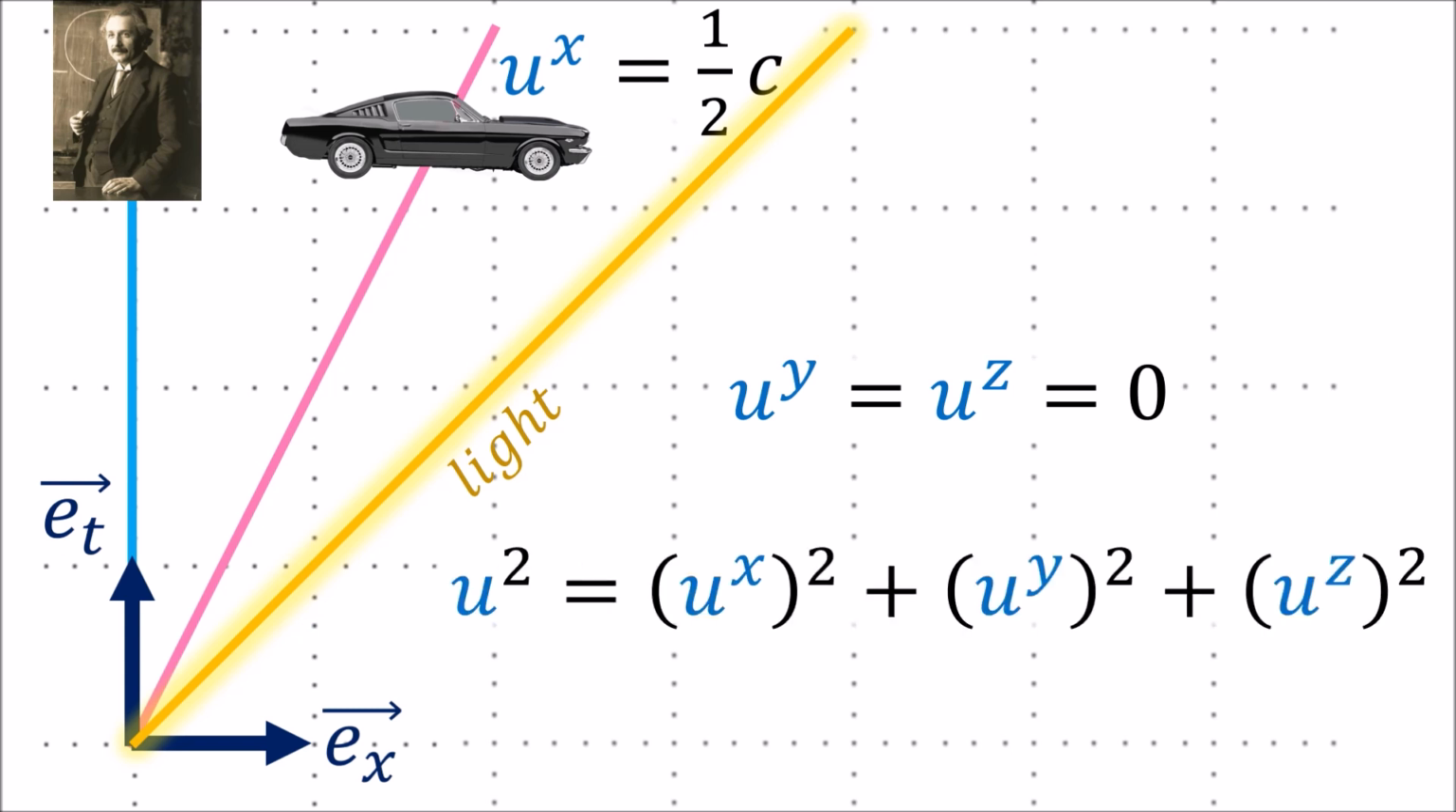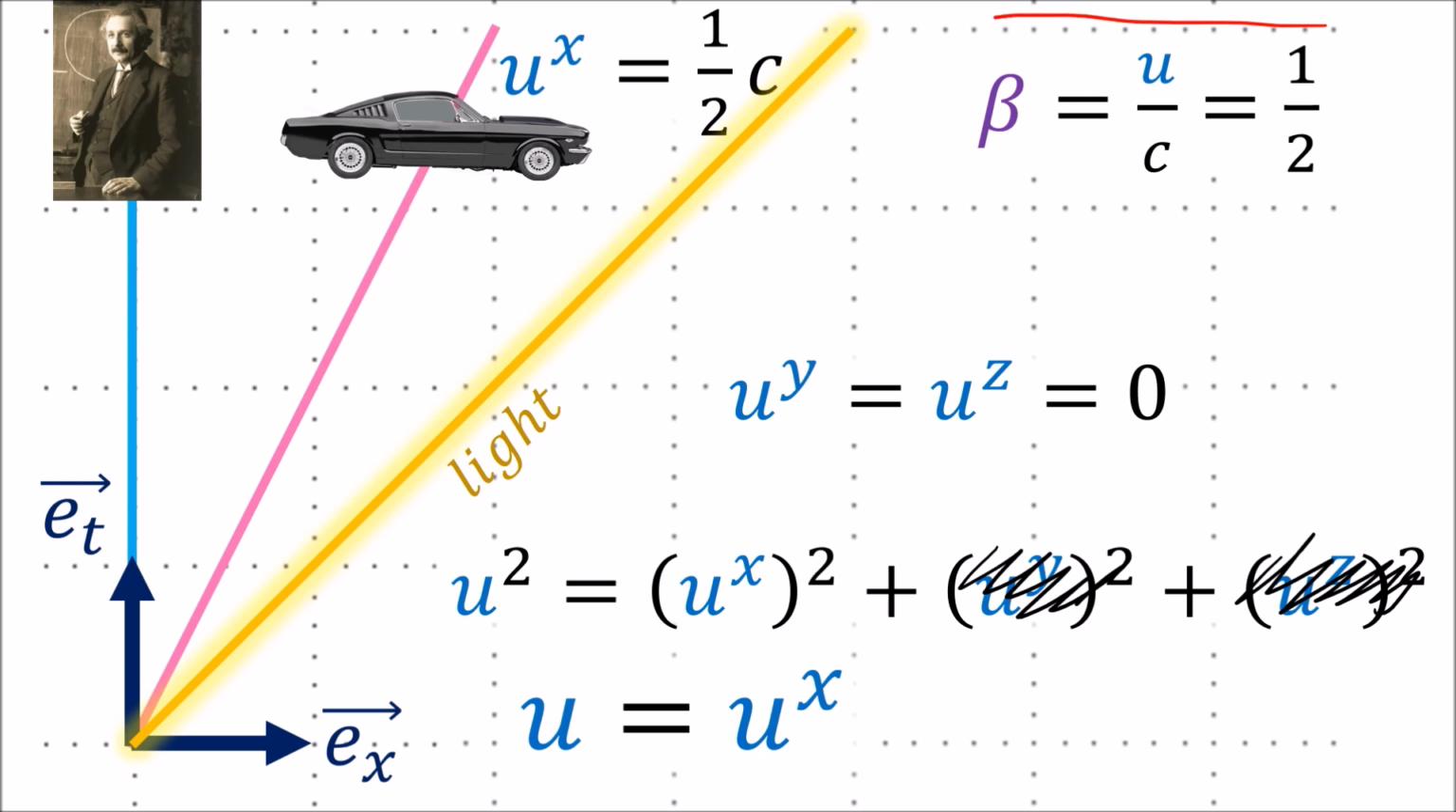The square of the total velocity of the car is normally u^x squared plus u^y squared plus u^z squared, but since only the x velocity is non-zero, this means that the total velocity u is u^x, which is 1/2 times the speed of light. This means that beta, which is u over c, is just 1/2.